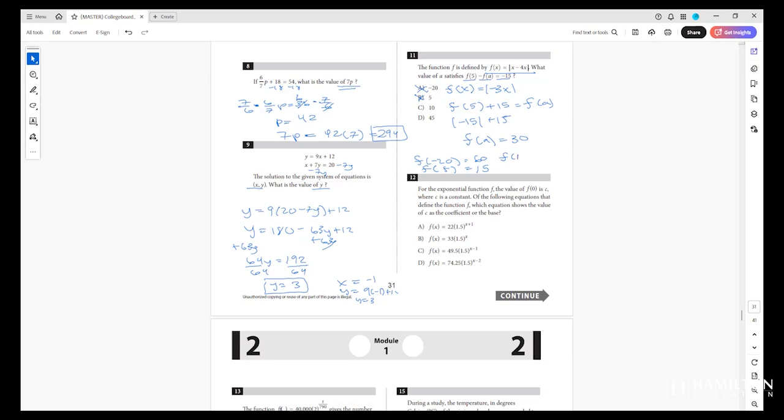If I plugged in 10, I would get the absolute value of -30, which is 30, which is what we want. And if I did 45, we would get 135, which is not what we want. So by using the values provided, we can solve it.